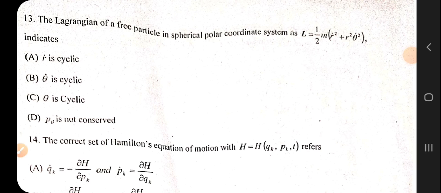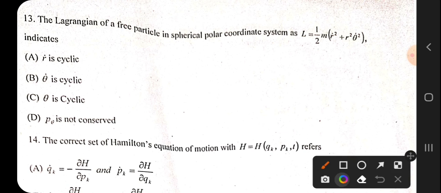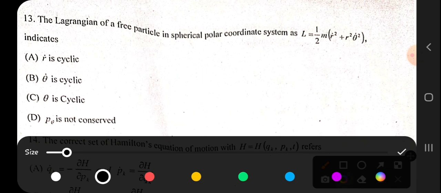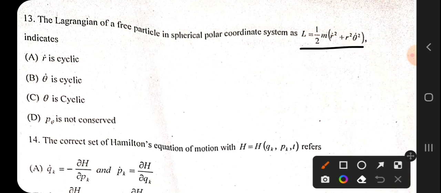The next question is about the Lagrangian of a free particle in the spherical polar coordinate system. In spherical polar coordinates, the Lagrangian is given by L equals half m, r dot square plus r square theta dot square. We have to find the cyclic coordinate. In any Lagrangian, if a coordinate term is absent from the expression, that coordinate is called a cyclic coordinate. Here the r dot term is present, and the theta dot term is also present.